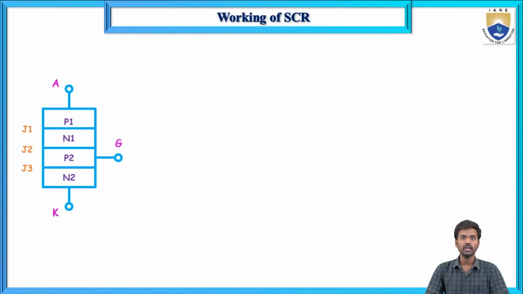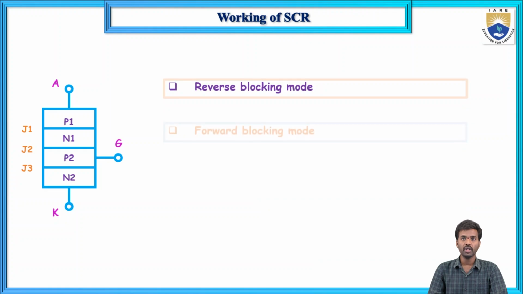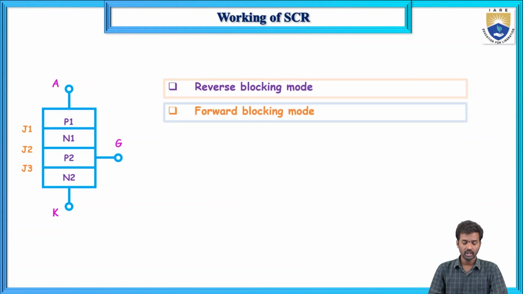And next here the working of SCR. So SCR operates in three modes. First one is the forward blocking mode, and the second one is the forward blocking mode.